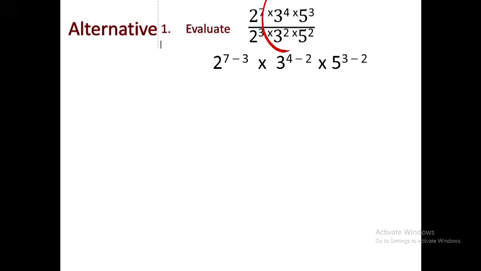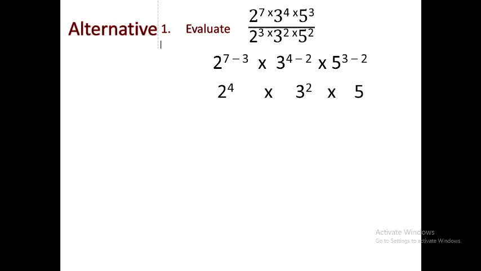Here we maintain just the base and subtract the exponent. We are subtracting because there is division and we just went to discuss the rule, and so we maintain the base. So 3 exponent 4 minus 2, then times 5 exponent 3 divided by 5 exponent 2, the same rule, maintain the base 5, then the exponent becomes 3 minus 2. Good. Now let's perform that operation. So we will have 2 exponent 4 times 3 exponent 2 times 5. Of course, 5 exponent 1 is the same as 5.